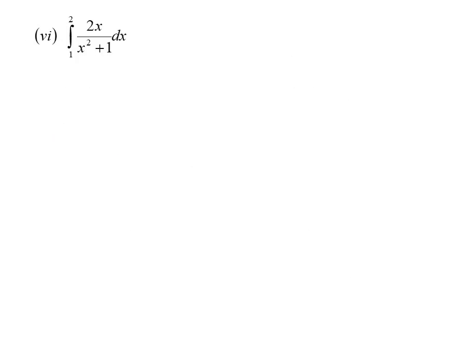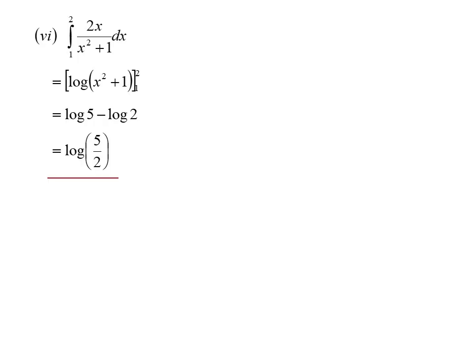Let's do a definite one. Nicely, the numerator is already the derivative, so I don't have to do anything here. It goes to the log of x squared plus 1, and substitute in the 2, substitute in the 1, use my log laws, I get the log of 5 on 2.